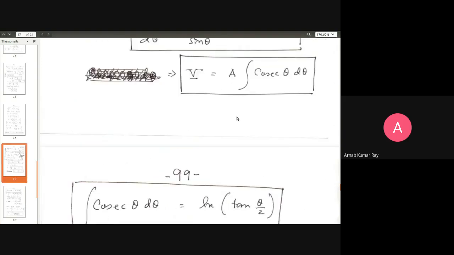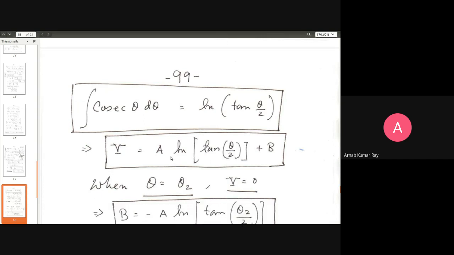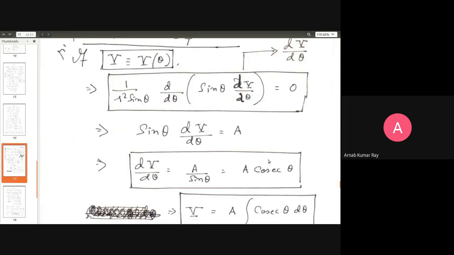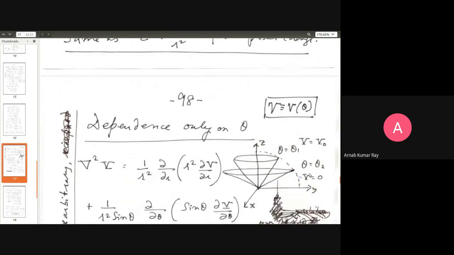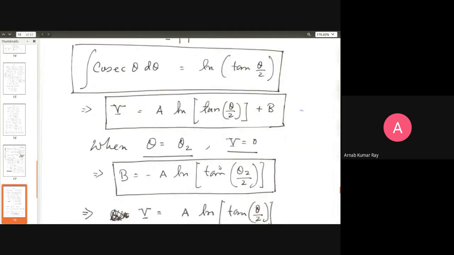So V is equal to A integral cosec theta, which is A log of tan theta by 2, plus a second integration constant. We have carried out the two arbitrary integrals, and in the process, we have introduced two arbitrary integral constants, A and B. So when theta is equal to theta 2, V is equal to 0. That is to say, we are applying the second boundary condition first. Theta is equal to theta 2, V is equal to 0.